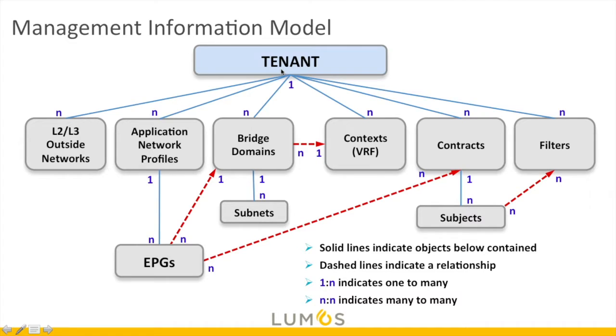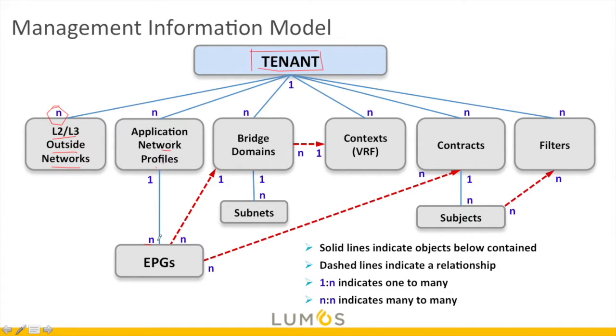Another way to look at this, we'll look at the one-to-one, one-to-many relationships. So we can have on a given tenant, so this could be Coke or Pepsi or Kirk or Picard or whatever, we have multiple layer 2, layer 3 outside networks. So the N indicates that we can have many of these. We can have many application network profiles, but an EPG can only exist in a single application network profile. But an application network profile can have many EPGs.